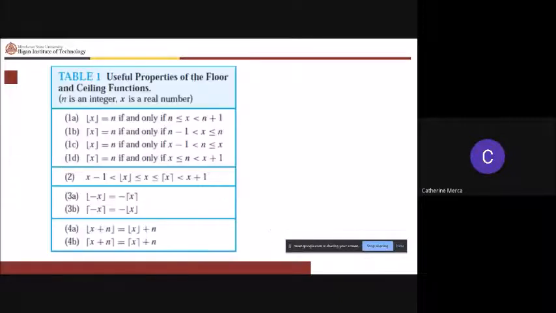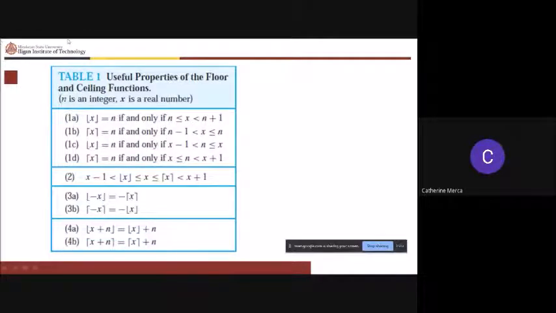So these are the properties for your floor and ceiling function. If you have the floor function of x, your floor function for x is equal to n if and only if x is less than n plus 1 but greater than or equal to n. Muna yung definition. Ang ceiling function if n minus 1 is less than x, less than or equal to n. Again, you have your floor function n if and only if x minus 1 is less than n, less than or equal to x, and down the line.